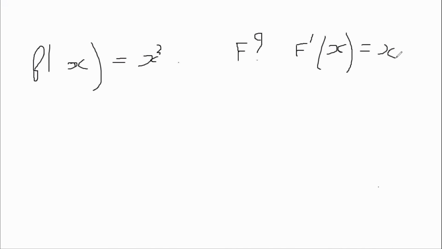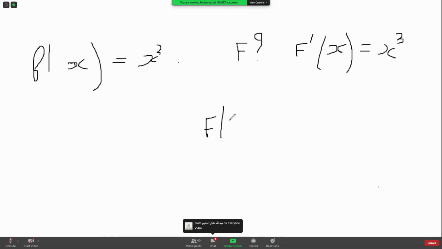In practice, okay, f of x is equal to 1 over 4 x to the 4. That means we take the exponent, add one, and get 1 over 4 x to the 4. Why? Because when we try to evaluate the derivative of this, we obtain x to the 3.